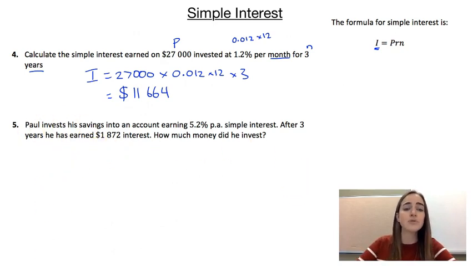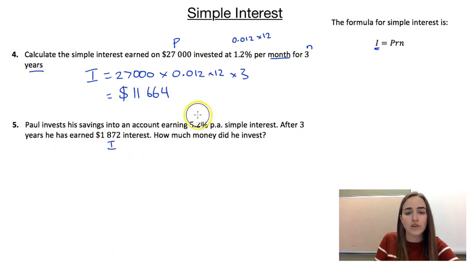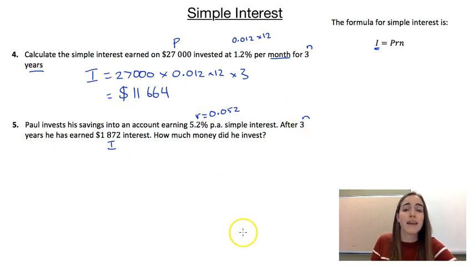So for our fifth example, we've got Paul invests his savings into an account earning 5.2% per annum simple interest. After 3 years, he's earned $1,872 interest. How much money did he invest originally? So what we're trying to find this time is P. So this amount that he's earned in interest, that's going to be our I in our equation. The 5.2% per annum simple interest, that's going to be my R. So R is going to be 0.052. And my 3 years, that's going to be my N.